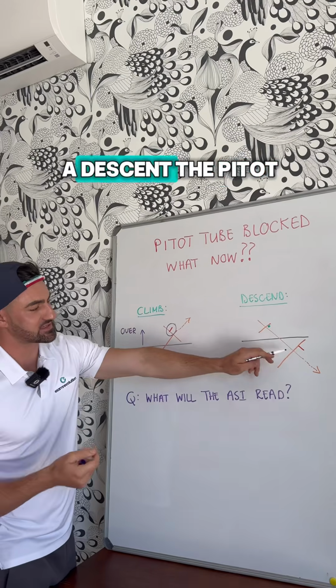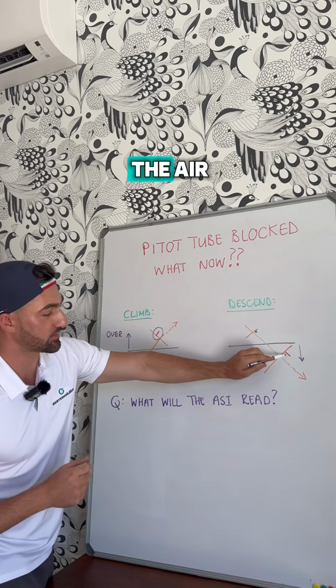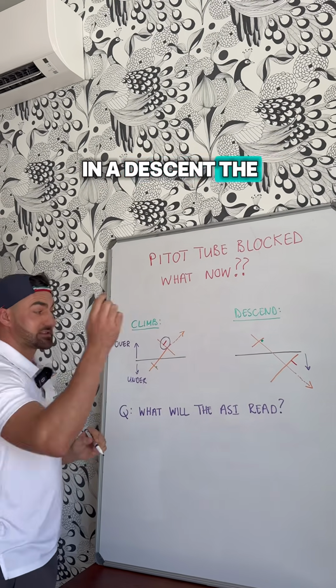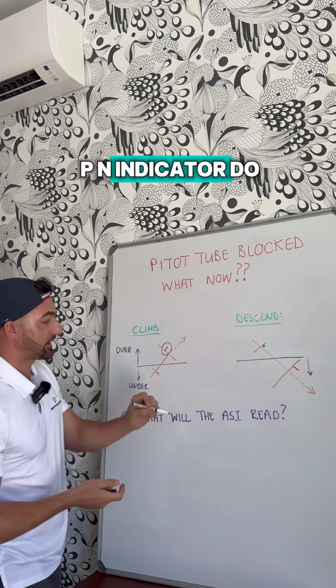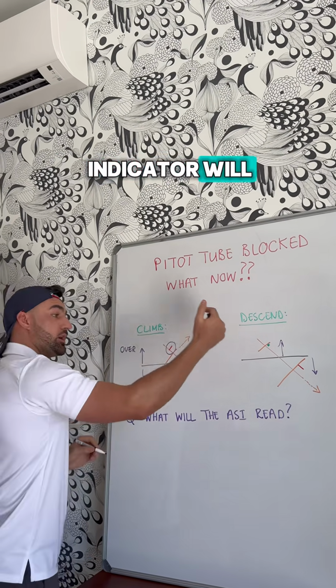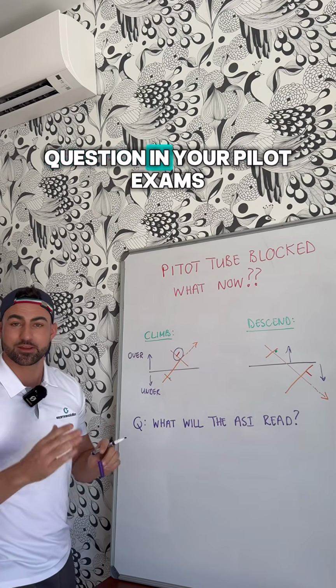An aircraft is in a descent, the pitot tube gets blocked, what will the airspeed indicator do? You can see it's under the black line, so the airspeed indicator will underread. An aircraft is in a descent, the static port gets blocked, what will the airspeed indicator do? You can see the static port is above the reference line, so now the airspeed indicator will overread. And that is how to answer the pitot static block question in your pilot exams.